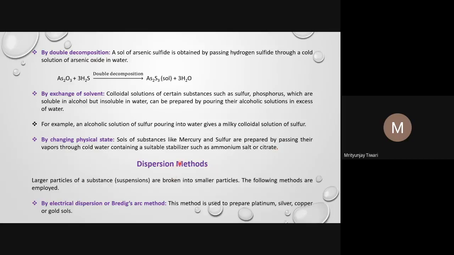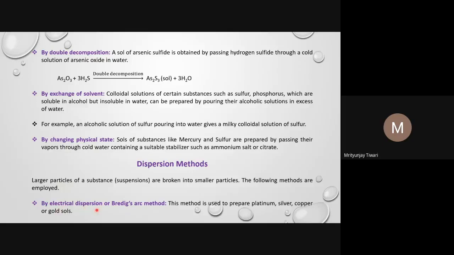Now let us see the dispersion method. Dispersion method means the larger particles of a substance or suspension are broken into smaller particles. The following methods are employed here: electrical dispersion or Bredig's arc method. In the dispersion method, larger particles are broken into smaller particles, and these smaller particles will be of colloidal size, or maybe even atoms, and these atoms will then get associated to form the colloidal particles.